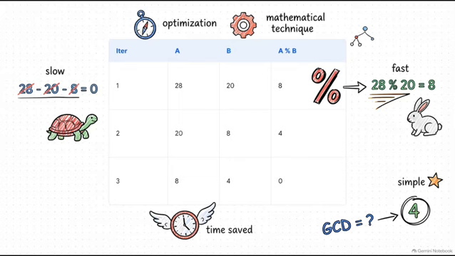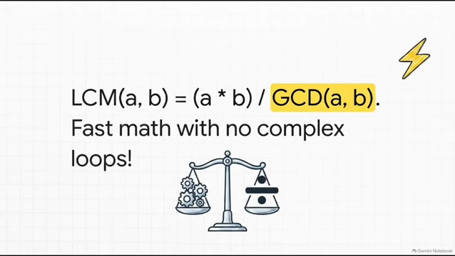The moment one of the numbers hits 0, the other number is your GCD. Simple as that. And the best part? Once you finally have that GCD, finding the least common multiple is just a super fast one-line formula. You multiply your two original numbers together and divide by their GCD. That is literally the whole shebang. No complex loops needed for the LCM once you have Euclid's algorithm in your toolkit.